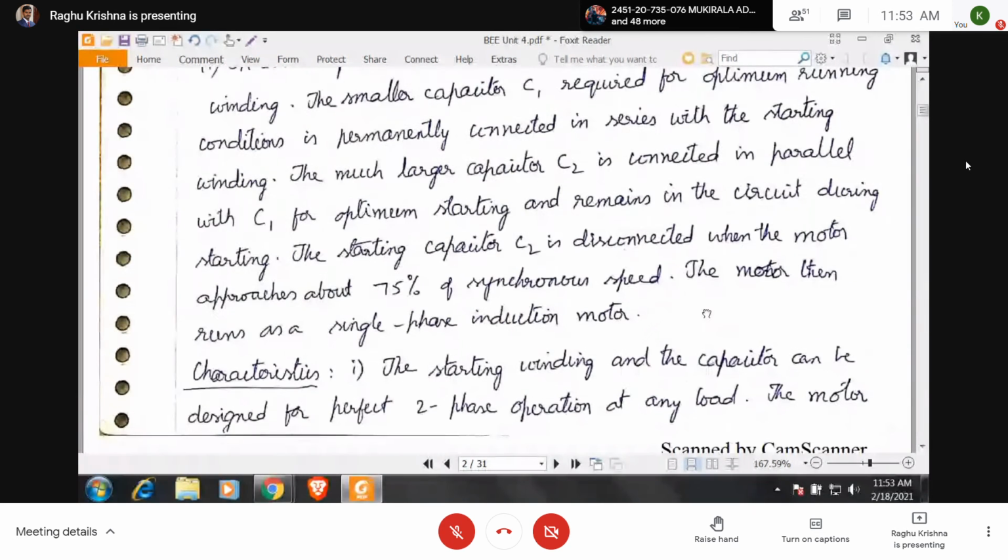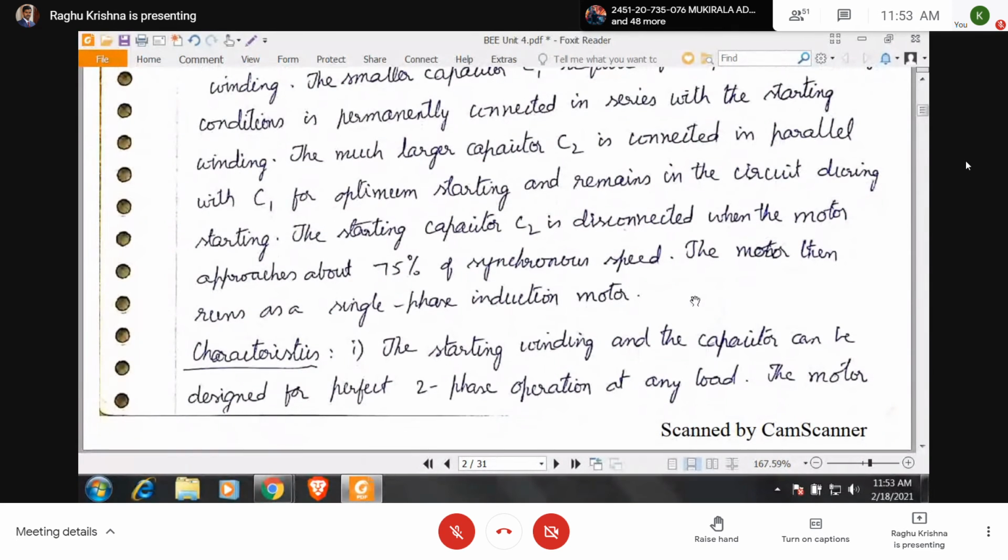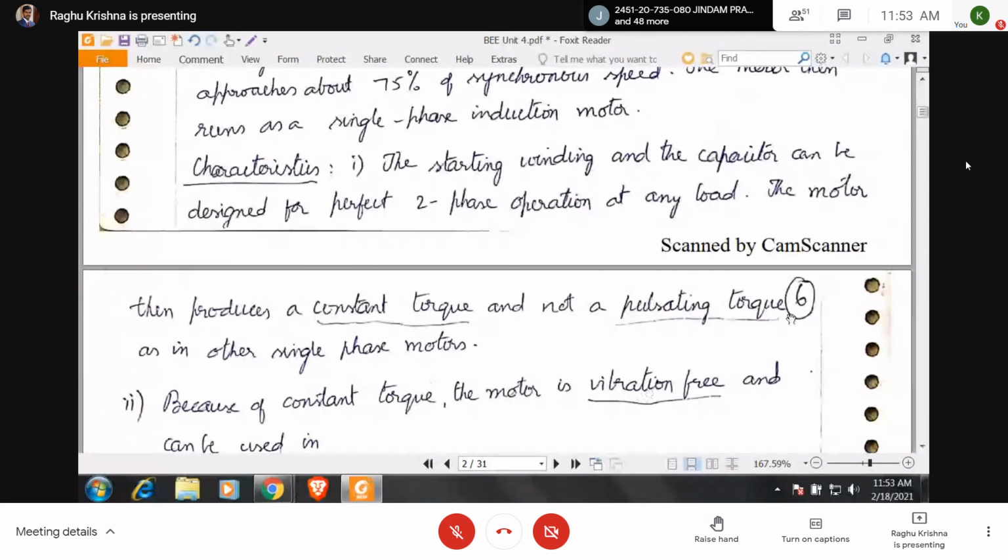Okay, now coming to the characteristics. The starting winding and the capacitor can be designed for perfect two-phase operation at any load. The motor then produces a constant torque. So the design must be perfect. We have to design the windings, consider the winding resistance, and consider the capacitance.